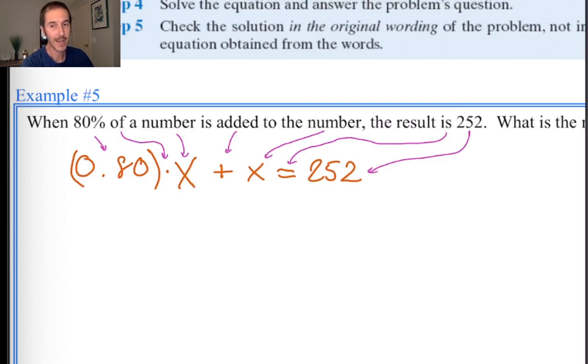It's not usually that easy, but if you can go rooting around in the word problem, sometimes you can pull out bits and pieces just like this. Okay, let's solve this real quick.